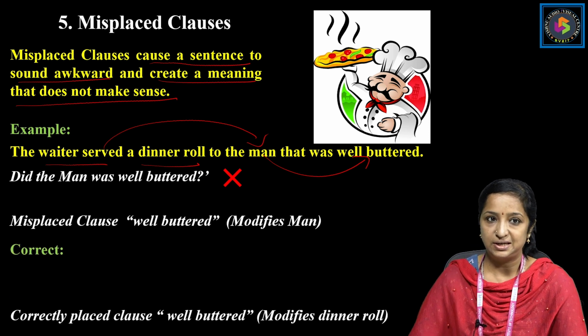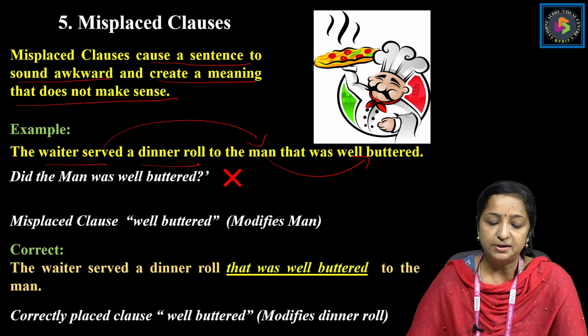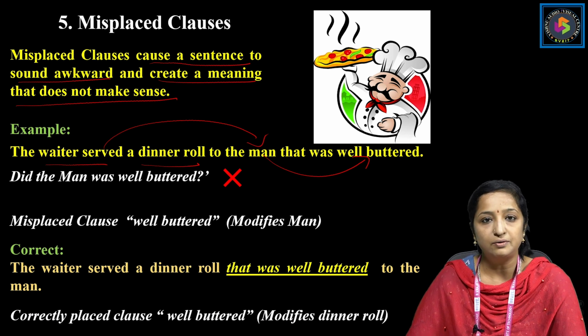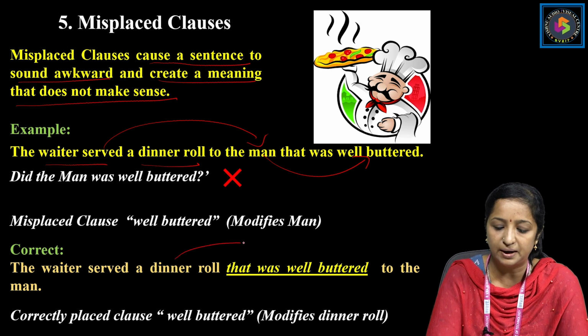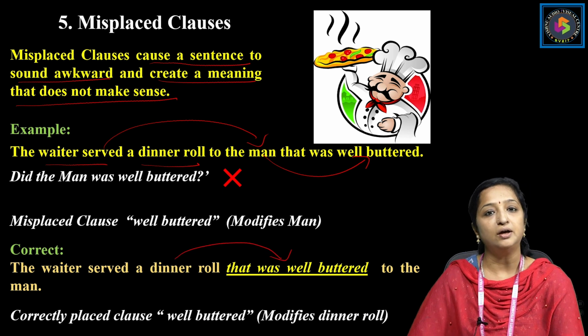So, now let us see what is the correct one. The waiter served a dinner roll that was well buttered to the man. So, here "well buttered" is representing a dinner roll.